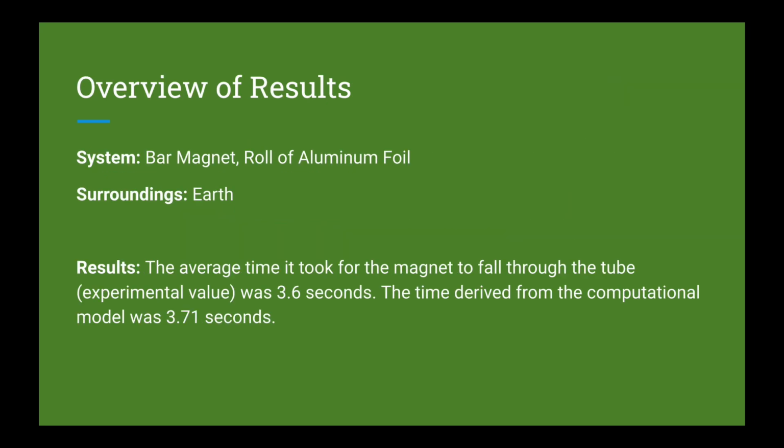Overview of results. The system in this lab is the bar magnet and the roll of aluminum foil, and the surroundings is the earth. Results. The average time it took for the magnet to fall through the tube, or the experimental value, was 3.6 seconds. The time derived from the computational model was 3.71 seconds.